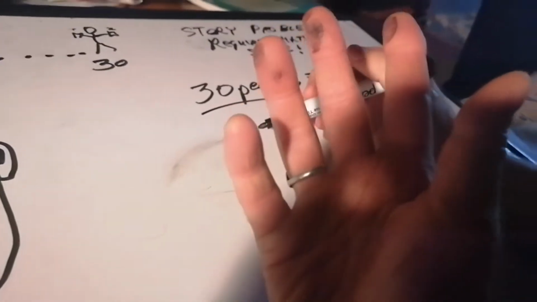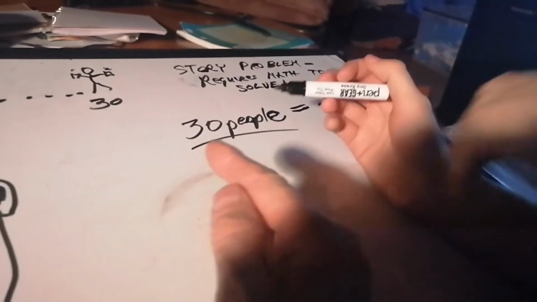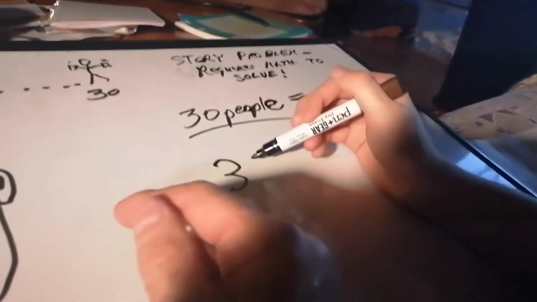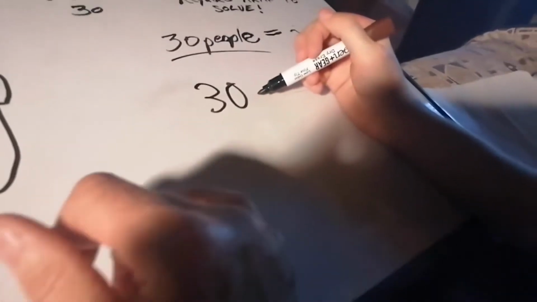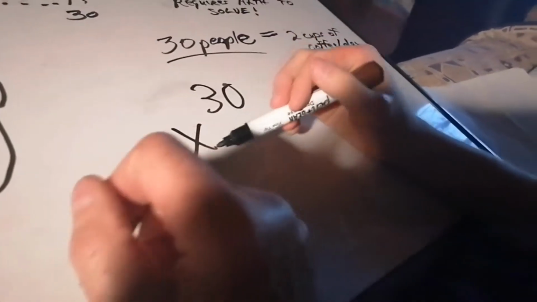How many people do you have? 30 people. So that's one of the numbers. Write down 30 people. Now put your multiplication sign, put a times, and then put it under the line.